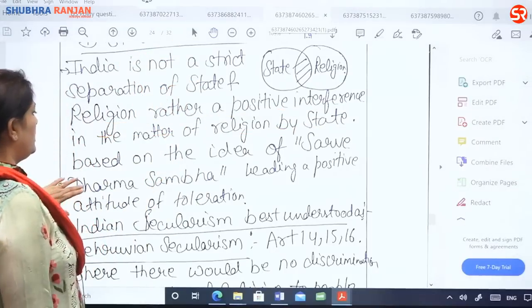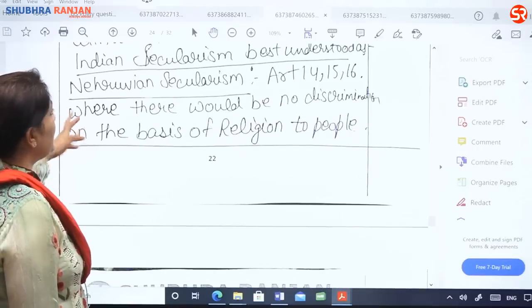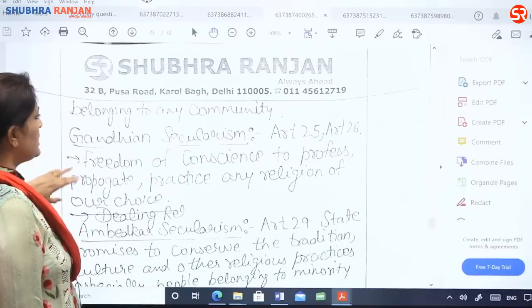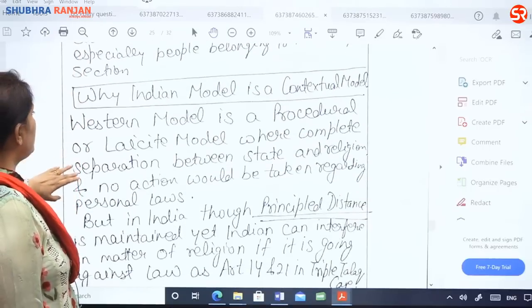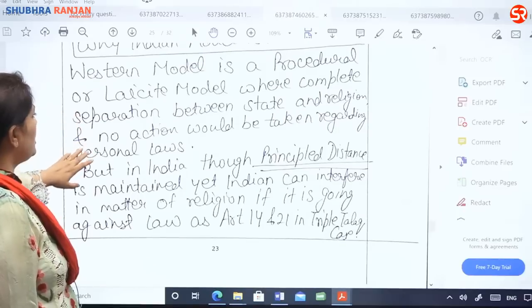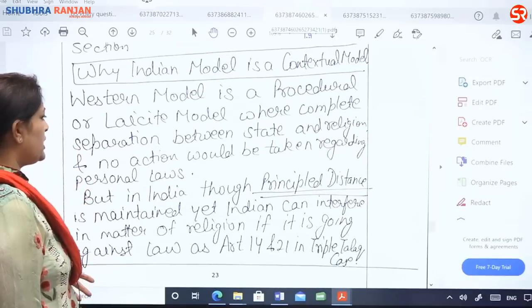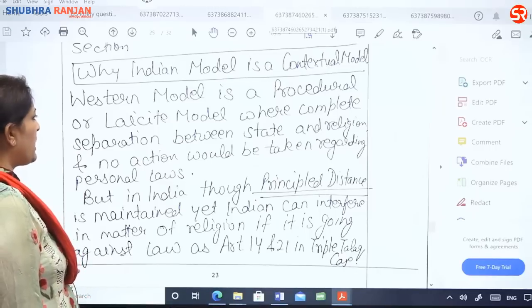Indian secularism, best understood as Nehruvian secularism. Why is Nehruvian best? No idea. Gandhian secularism, Ambedkar secularism. Why is the Indian model contextual, the Western model procedural, or the laïcité model with complete separation? But in India, through principled distance is maintained, yet India can interfere in the matter.